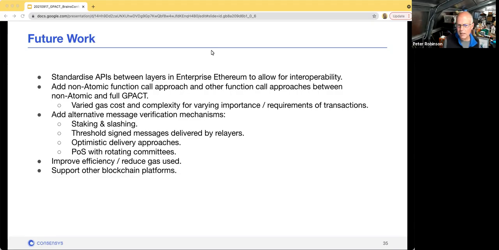I'm going to create a non-atomic version of GPACT and other approaches that are in some way between non-atomic and atomic. For different applications, people want to use different types of execution engines to allow for varying gas costs and complexity. It depends on the type of transaction being executed. Also, more alternative message verification mechanisms are going to be added, the efficiencies are going to be improved, and other blockchain platforms will be supported as well.